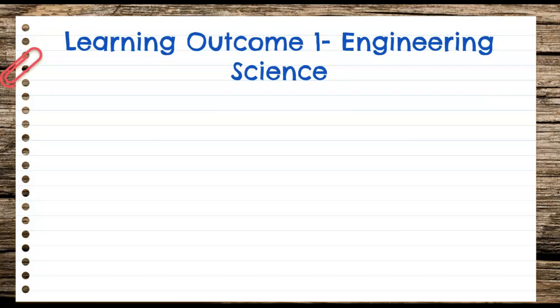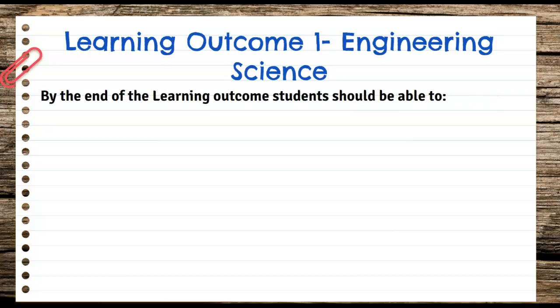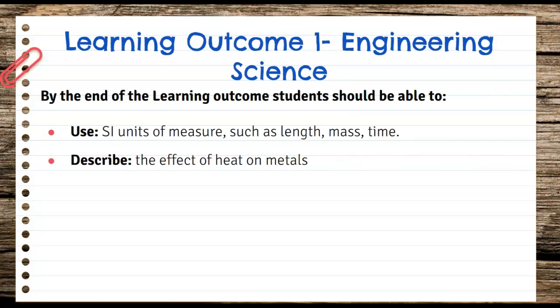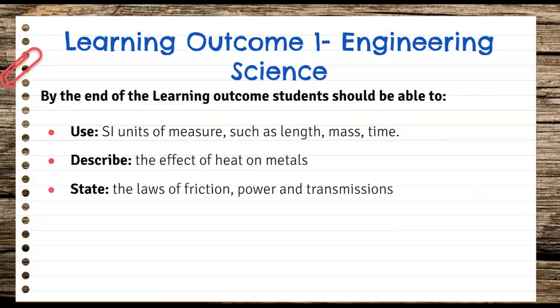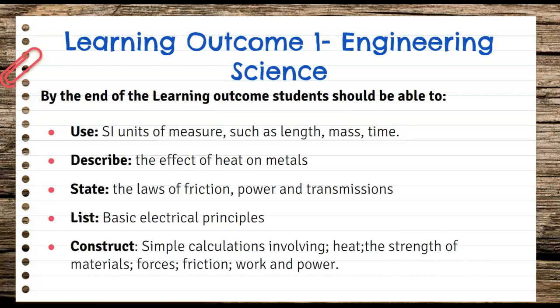Going into these in more detail, engineering science. By the end of the learning outcome, students should be able to: use SI units of measure such as length, mass and time. Describe the effect of heat on metals. You need to be able to state the laws of friction, power and transmissions. List basic electrical principles. And finally, you should be able to construct simple calculations involving heat, the strength of materials, forces, friction, work and power.